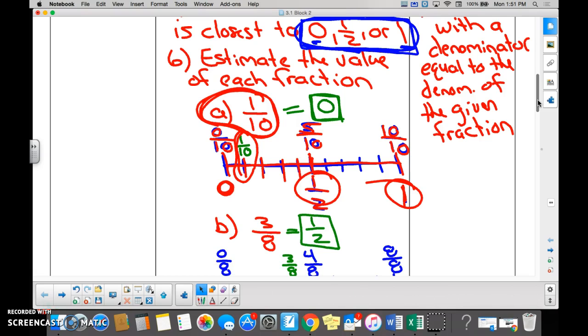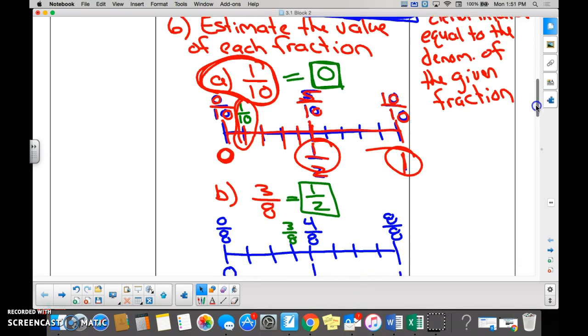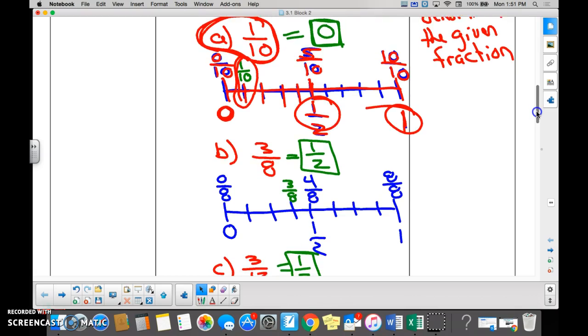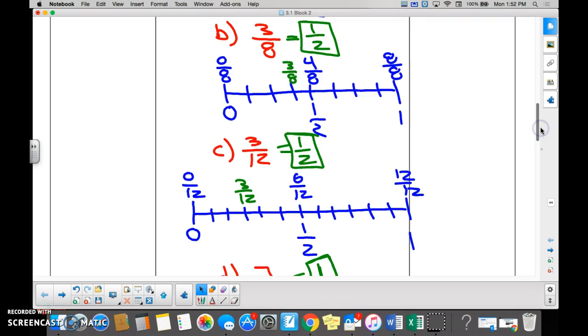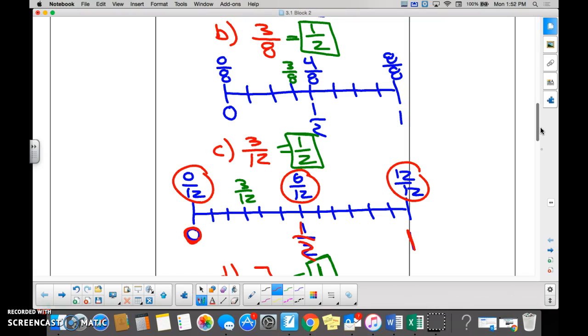Okay. So B is the same idea. Instead of using tenths now, we're using eighths. C is a little bit more difficult in the fact that we use twelfths, which is not too difficult. So in terms of twelfths, what is 0 in terms of twelfths, you guys? 0. What is 1 in terms of twelfths? 12. What is 1/2 in terms of twelfths? 6. So 3/12 though, it landed halfway between 0 and 1/2.